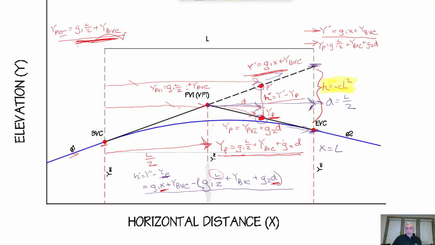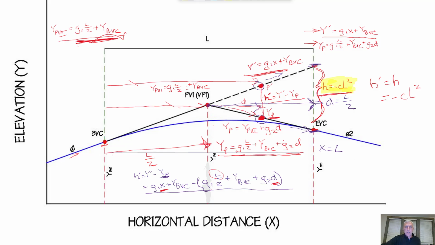Remember H prime, we were considering now as being over here at the EVC. So H prime is this distance here. That's what we were going for. Well, that's the same as H, right? So that gives us H prime equals H, and H equals this minus CL squared. Aha! So now we can pull in that C and solve for it.